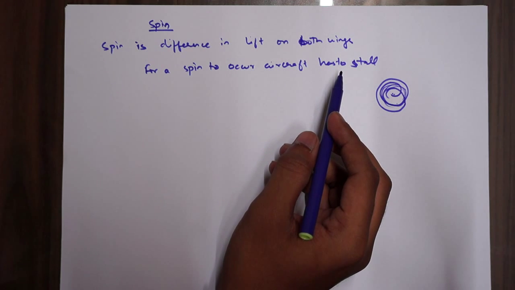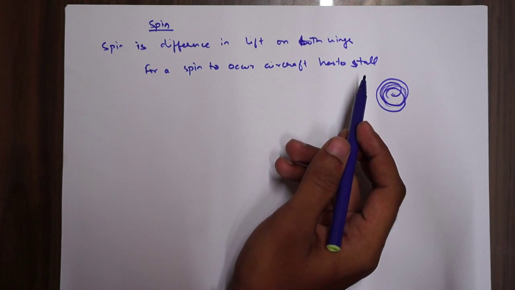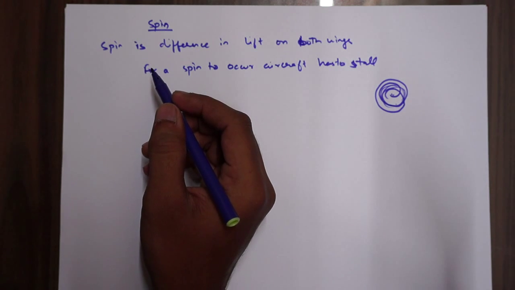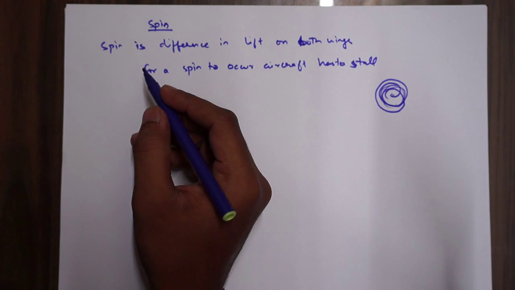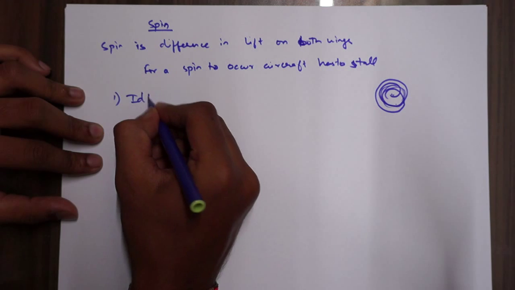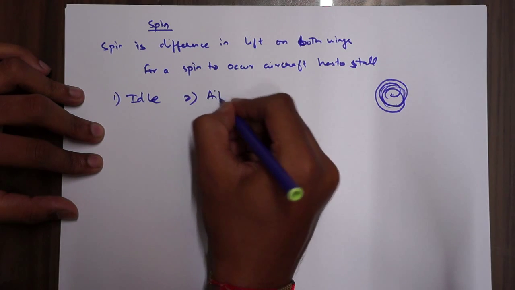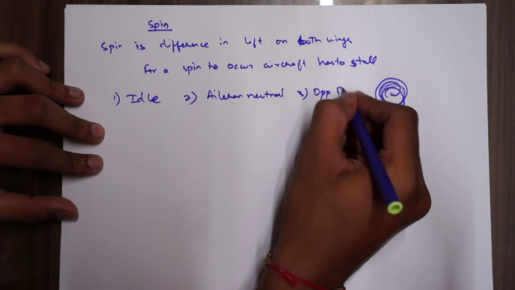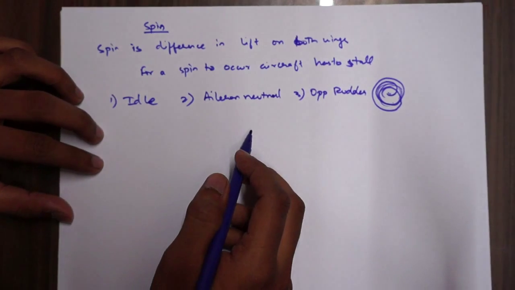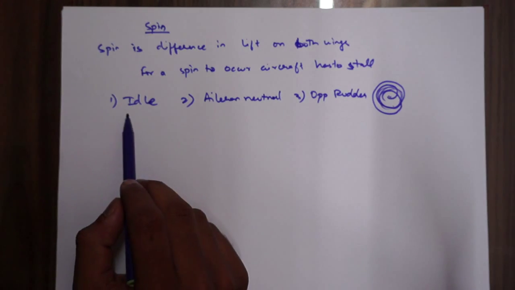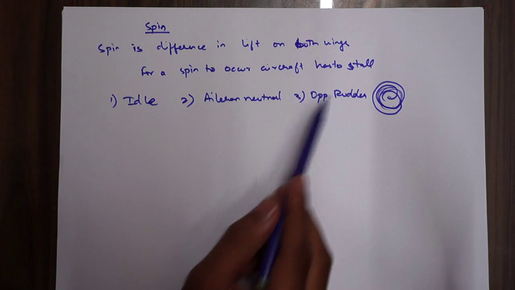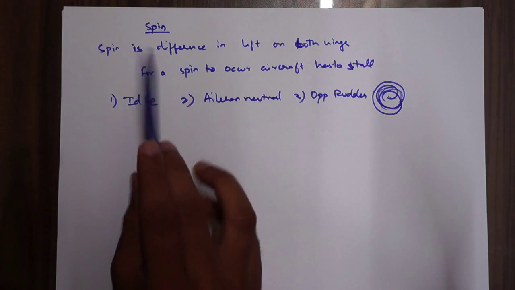Now spin is a very dangerous phenomenon because it is tough to recover easily on larger aircraft. And for the spin recovery procedure, there are different procedures for different aircraft, but largely it is throttle idle, second aileron neutral, third opposite rudder. This is for smaller aircraft generally. Throttle idle, aileron neutral and opposite rudder will stop the stall, stop the spin.